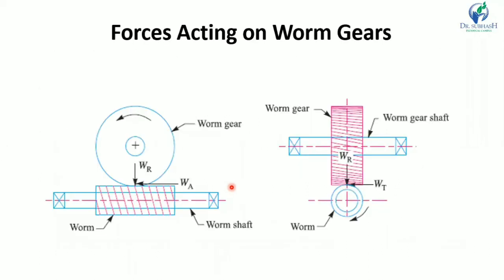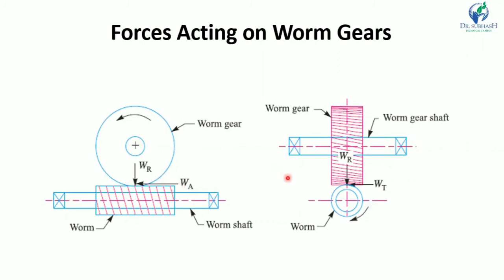Then next one is the forces acting on the worm gear. When the worm gearing is transmitting power, the forces acting on the worm are similar to those on a power screw. This figure shows the force acting on the worm in this case, and it may be noted that the forces on the worm gear are equal in magnitude to those on the worm, but opposite in direction.